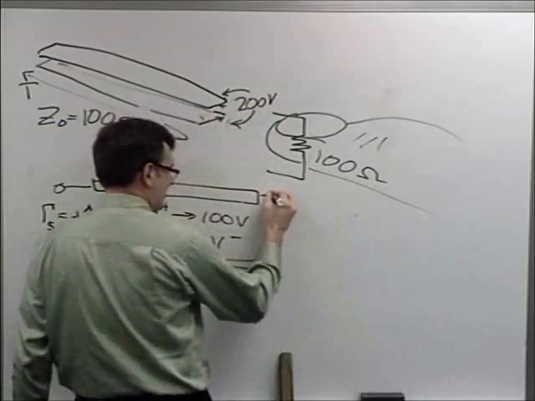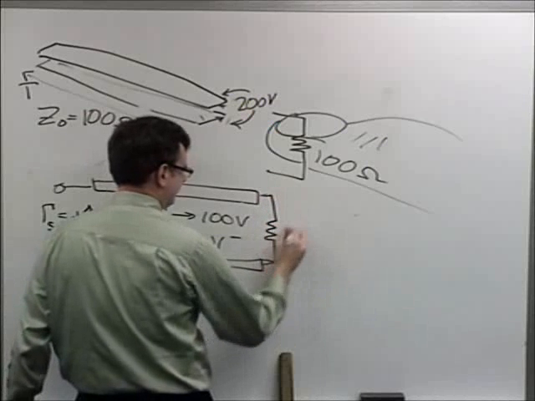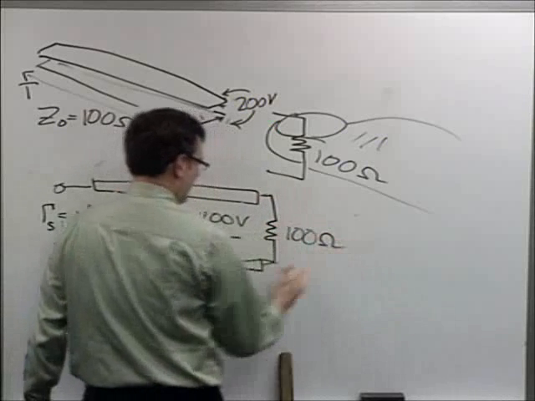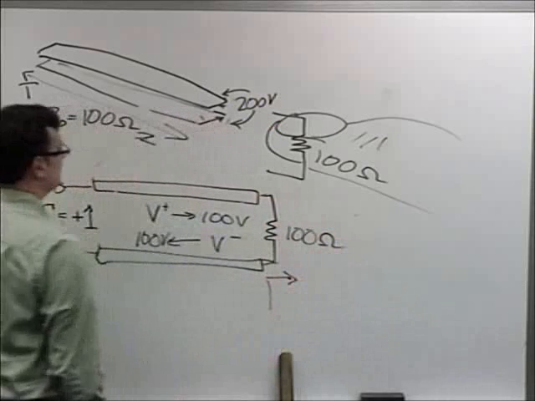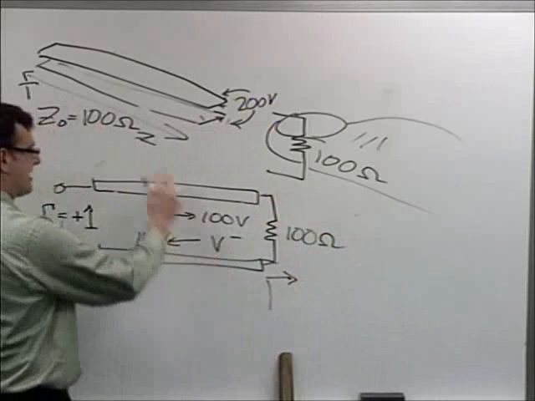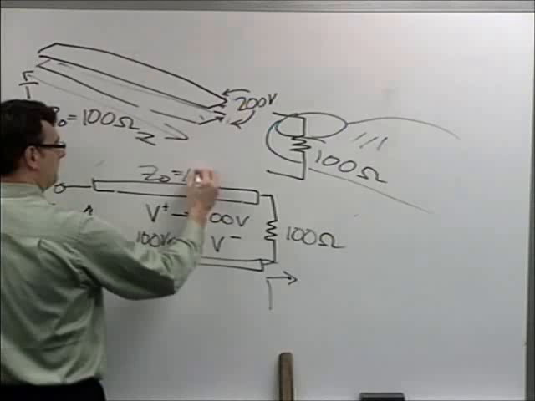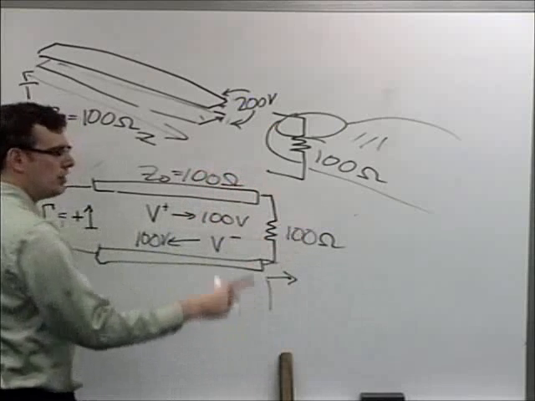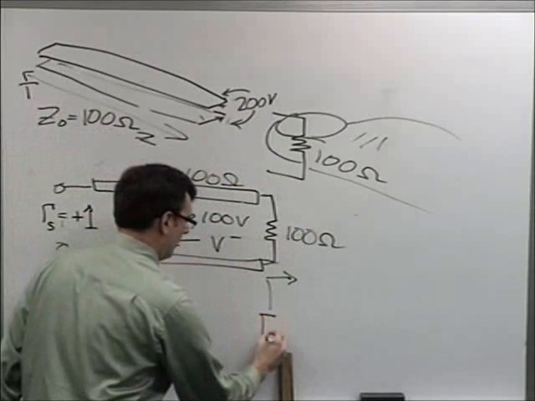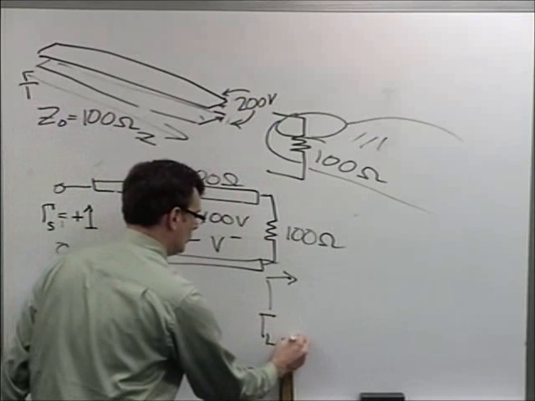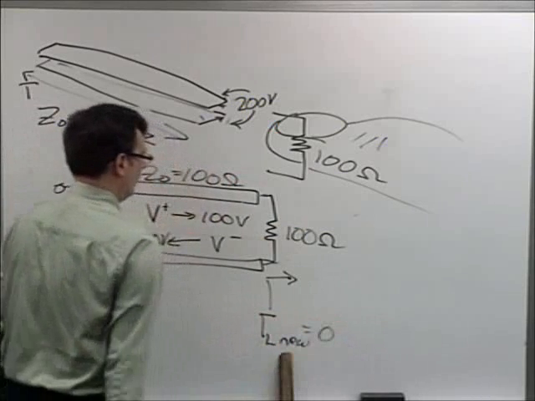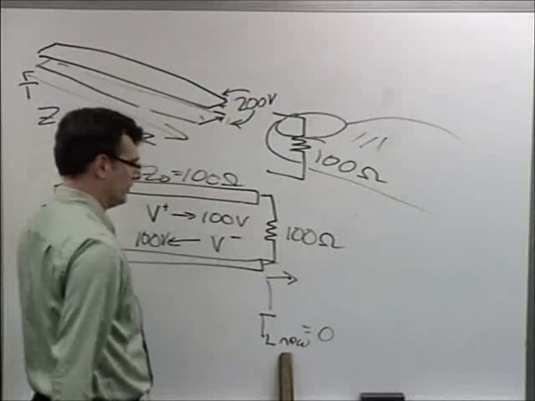Here comes the 100-ohm finger. What's the reflection coefficient of this junction? If I've got a 100-ohm line and a 100-ohm load, the reflection coefficient is 0. My ZL is 100, so (100 minus 100) over (100 plus 100) is 0.